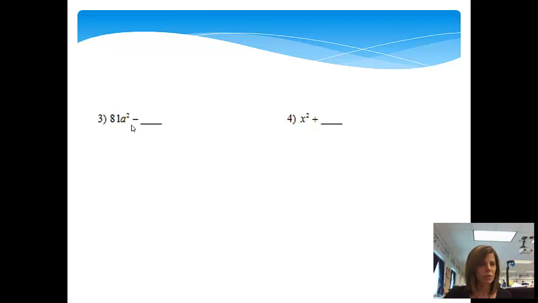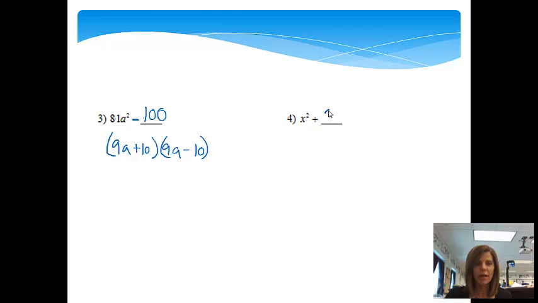Let's try the third one, 81a squared minus 100. When we do this, there is a subtraction sign. It is a quadratic binomial, and I can square root both numbers. The square root of 81a squared is 9a and 9a. The square root of 100 is 10 and 10, and one gets a plus and one gets a minus. And again, if I were to multiply that out, I would get what I started with.